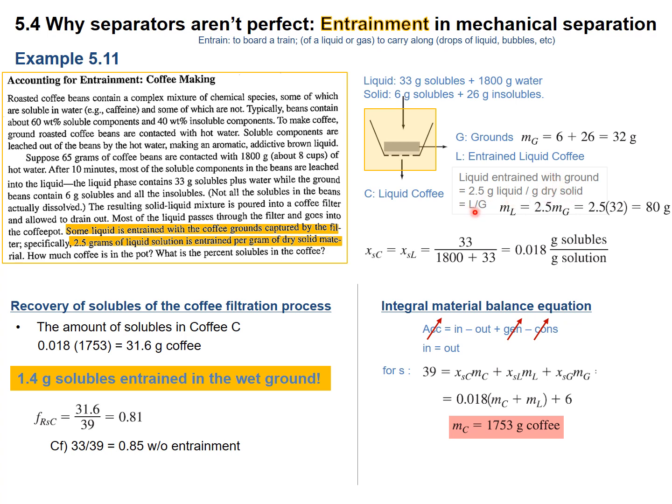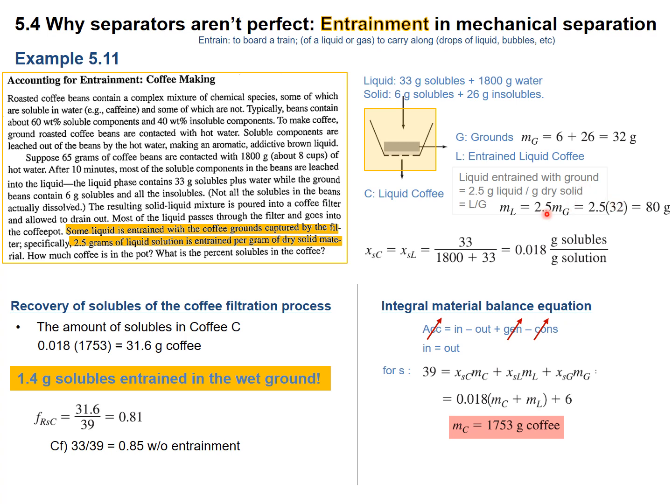It means the entrained liquid per ground is 2.5. So we could easily calculate the entrained liquid coffee. The mass of L, the entrained liquid coffee, is 2.5 times 32 gram. So 80 gram is not passing through the membrane, just remaining over the coffee filter. This is the amount of entrainment.